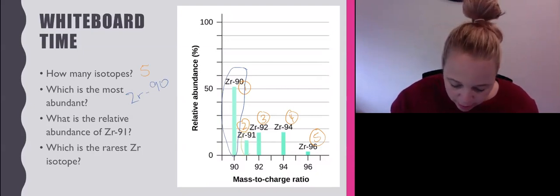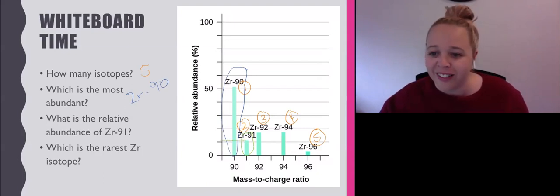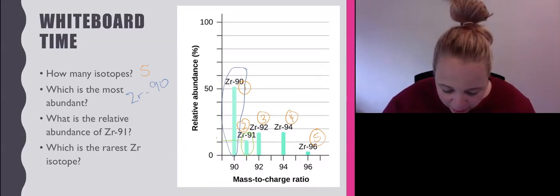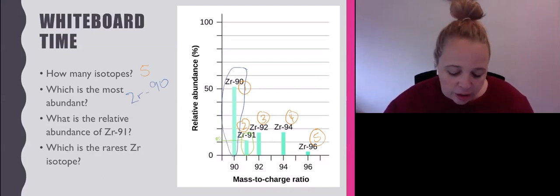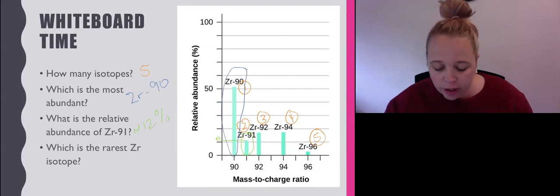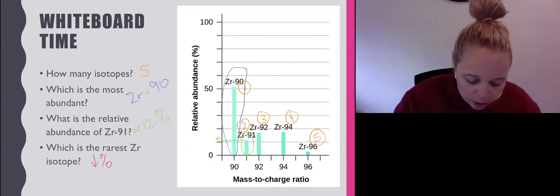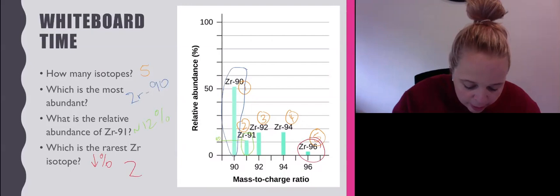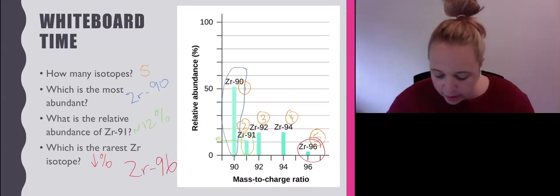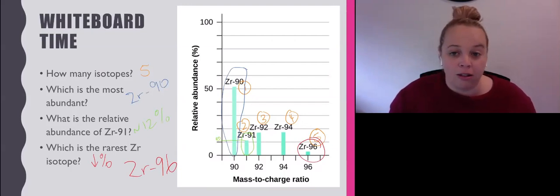What is the relative abundance of ZR91? So here is ZR91. I would read across. Now I would use a ruler if I was on a test, but I can read across to here. And when I read across to here, it's just above 10. So I'd say somewhere around 12%. Which is the rarest? If it's the rarest, it's going to have the lowest percentage, and that would be ZR96. And so that's how you read a mass spectrum and some of the information that you can get off of it.